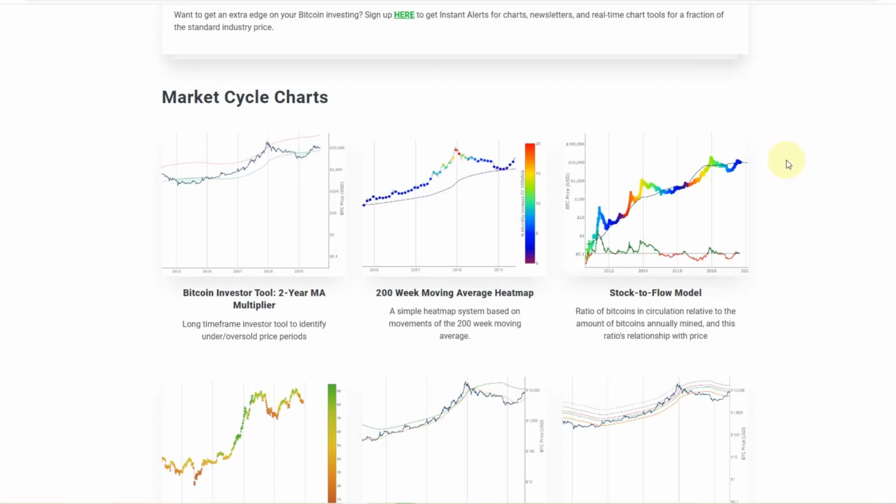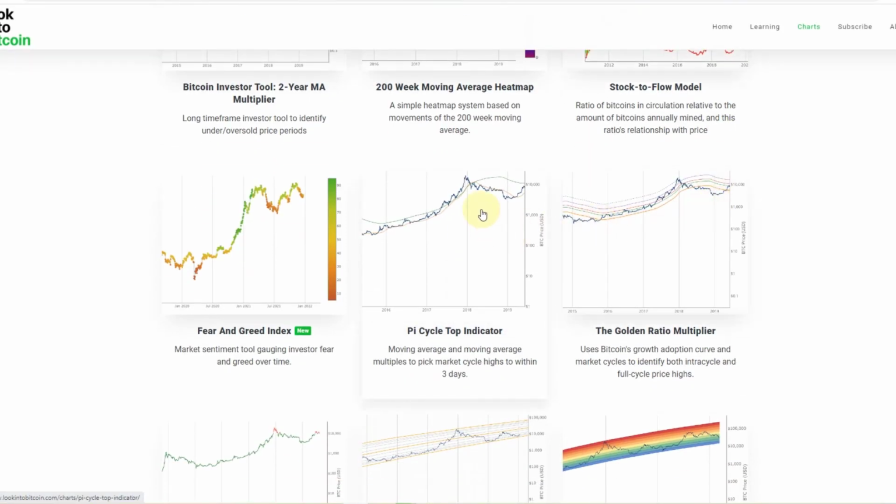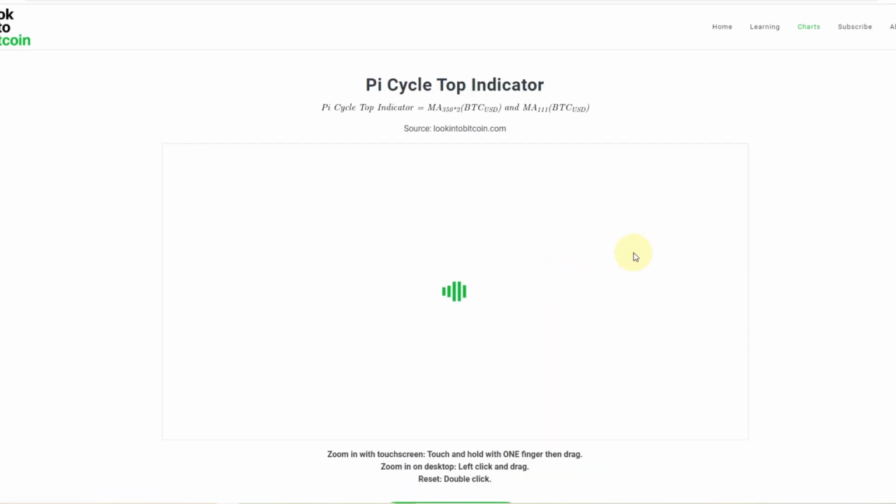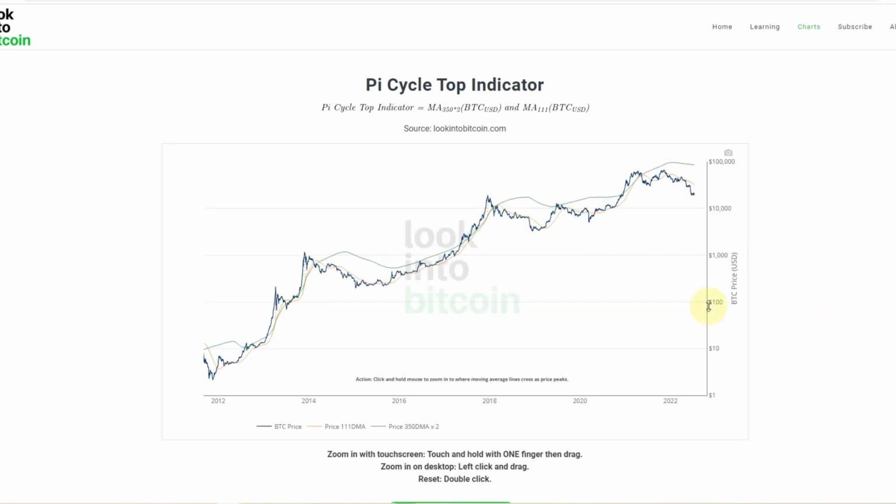In this video, we want to take a look at the Pi Cycle bottom indicator. You can find on Look into Bitcoin, the website that I showed you in previous videos, the Pi Cycle top indicator. And I just want to briefly go through that before we go to the Pi Cycle bottom indicator, which is very important to flag up the low of the current bear market.